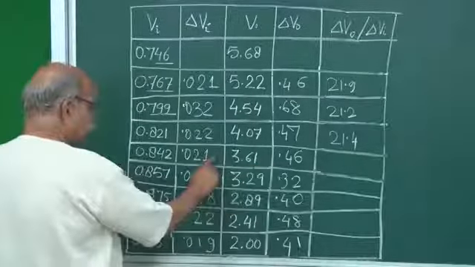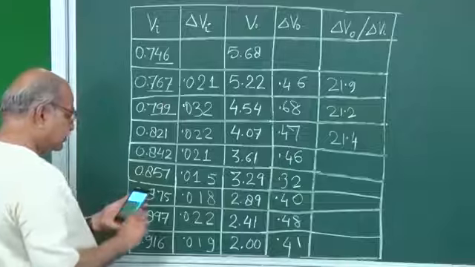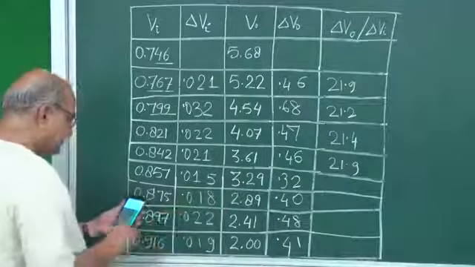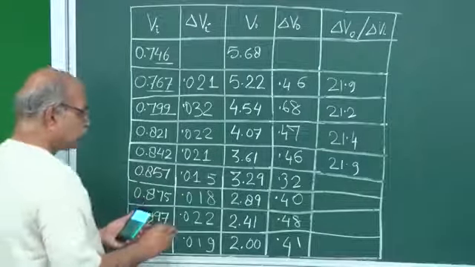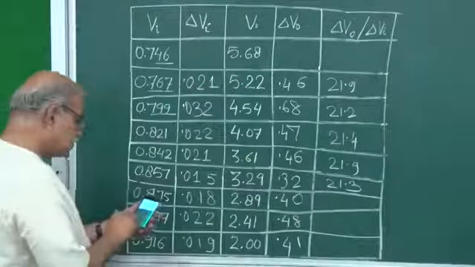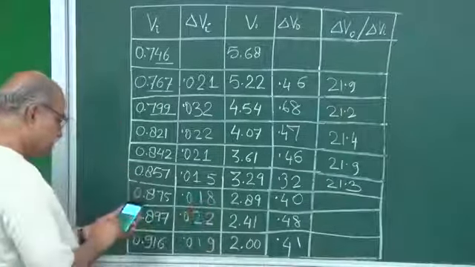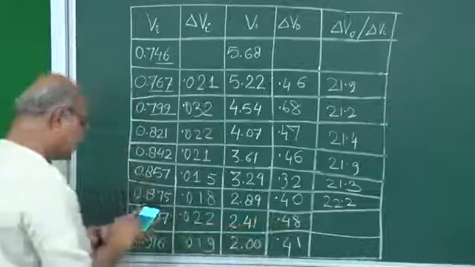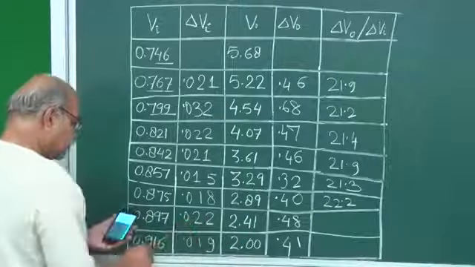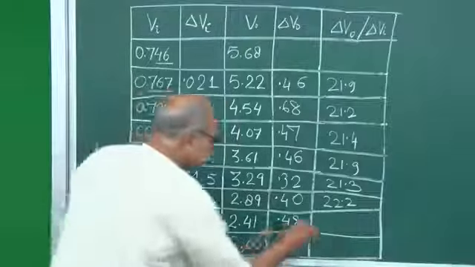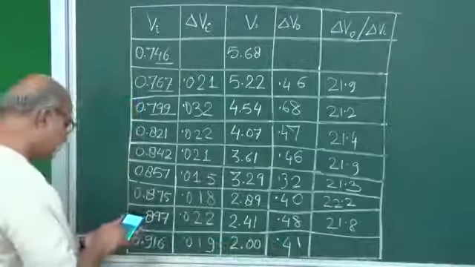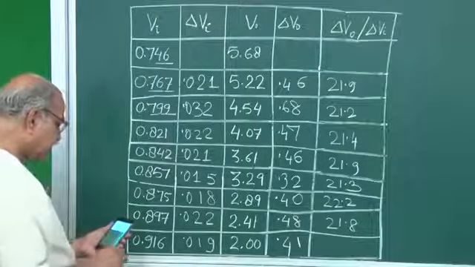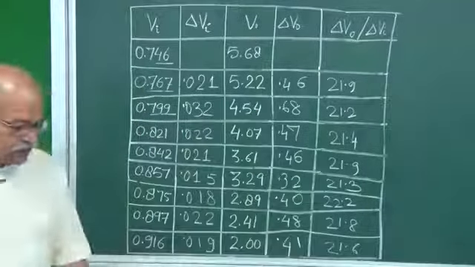Then 0.46 divided by 0.021, and that is 21.9. Then 0.32 divided by 0.015, and that is 21.3. 0.40 divided by 0.018, and that is 22.2. Then we have 0.48 divided by 0.022, and that is 21.8. You have 0.41 divided by 0.019, and that is 21.6. All right, so you see it's very linear.